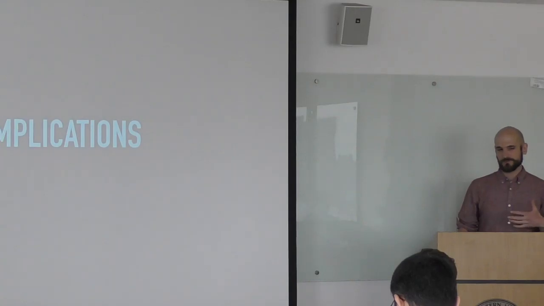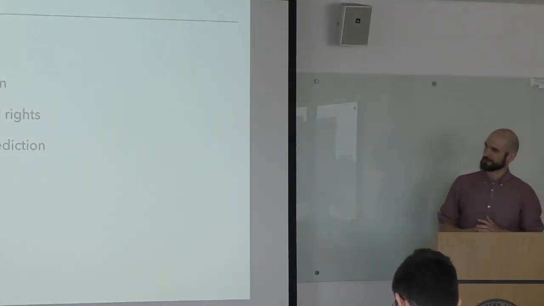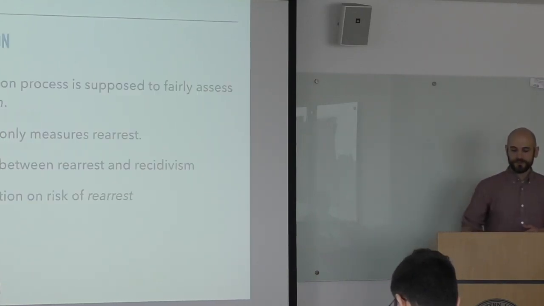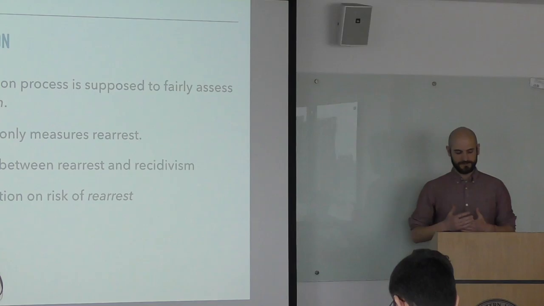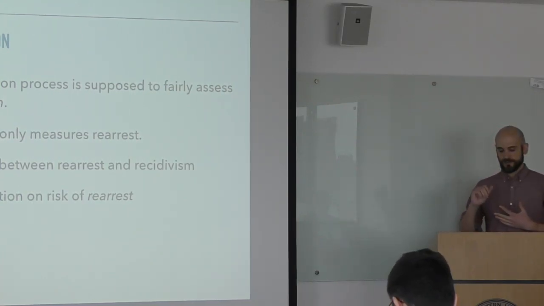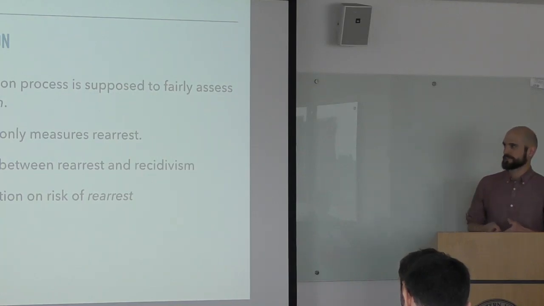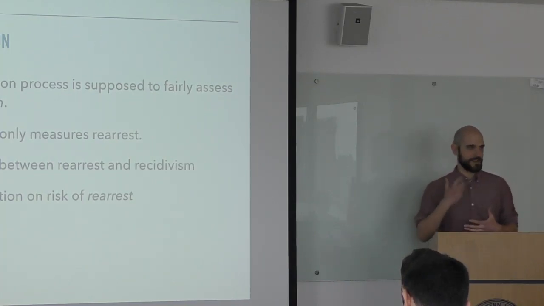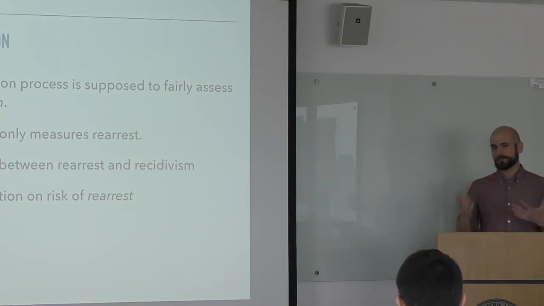I'm almost out of time, so I can't tell you too much about how this is all very complicated and there's a lot more I need to think about. One complication, and in the real world this is not at all a trivial complication, is that this process is supposed to fairly assess the risk of recidivism, and that means actually committing a crime while you're out on bail. But of course, Compass can't measure that.